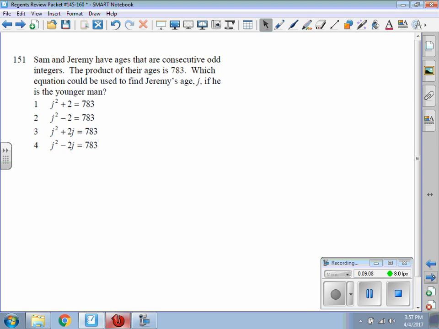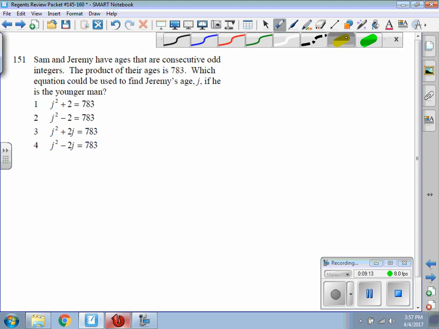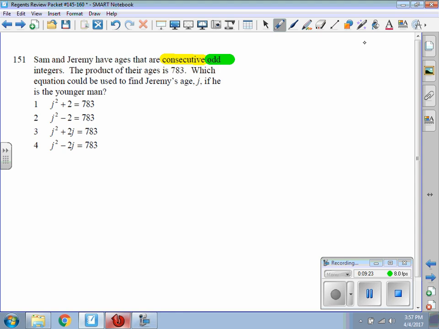So we need to do some figuring out what these words mean. The first word I see is consecutive. Consecutive means numbers that are in order. Odd is the next word I see. Odd numbers mean like 1, 3, 5, 7, 9. Numbers like that you can't divide by 2. The product of their ages. So now I've got another word in there. Product is which operation? Multiply. If I multiply their ages, I get 783.